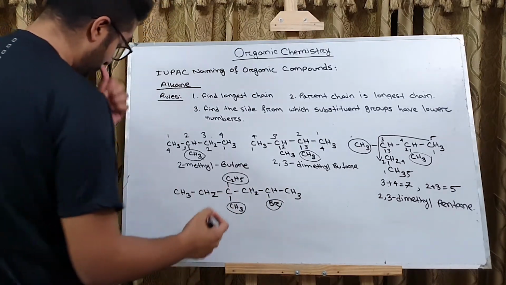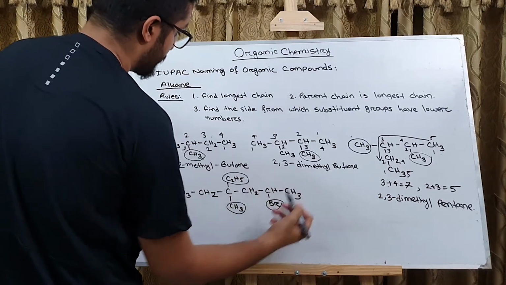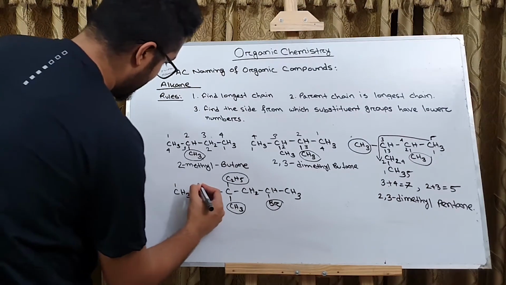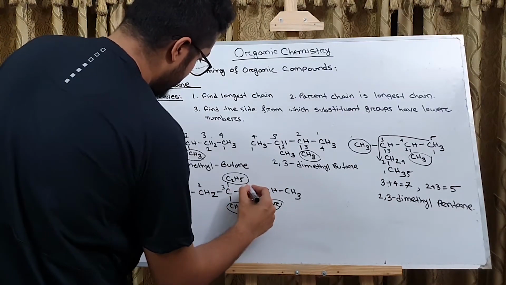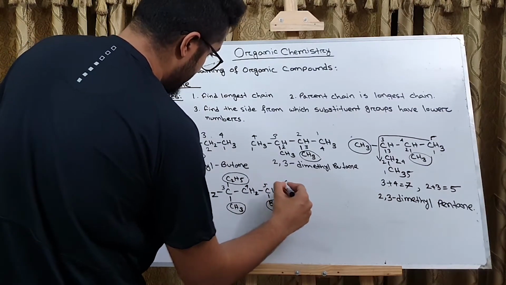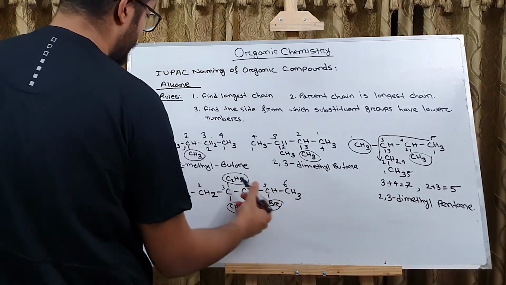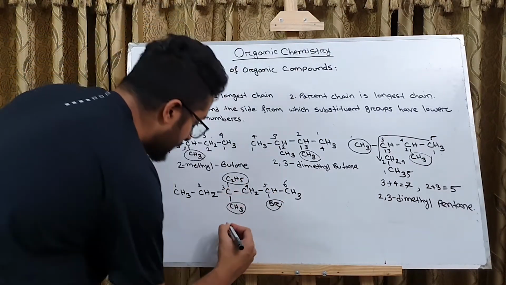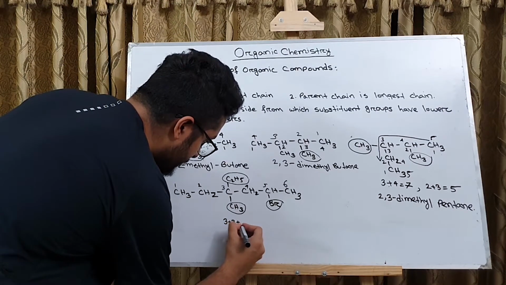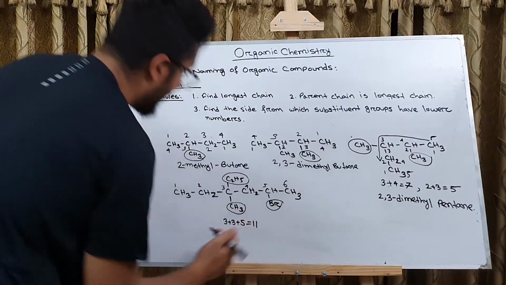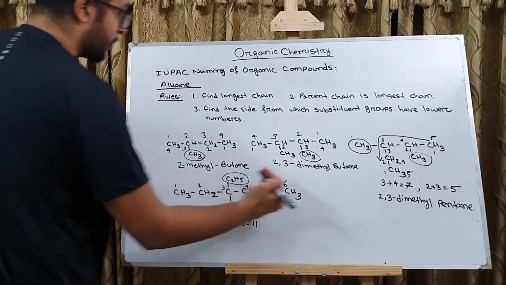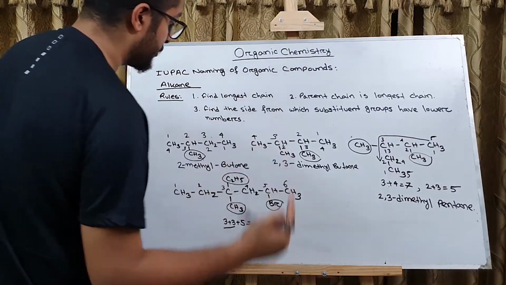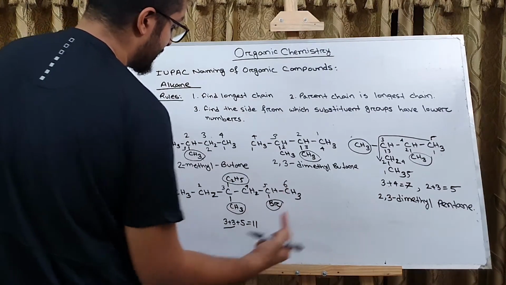Okay, now if I try to number the substituent groups, let's see from which side I'll have to number. If I number it from left to right, I have 1, 2, 3, 4, 5, 6. So the substituent groups are falling at number 3 carbon and at number 5 carbon. So I have 3 plus 3 plus 5, which gives me 11 if I number from left to right. I have written 3 twice, since at number 3 carbon I have 2 substituent groups, and at number 5 carbon I have only a single substituent group.